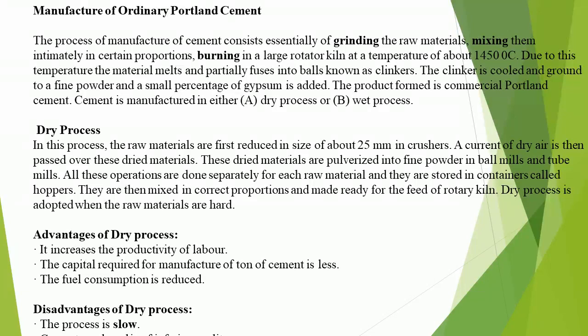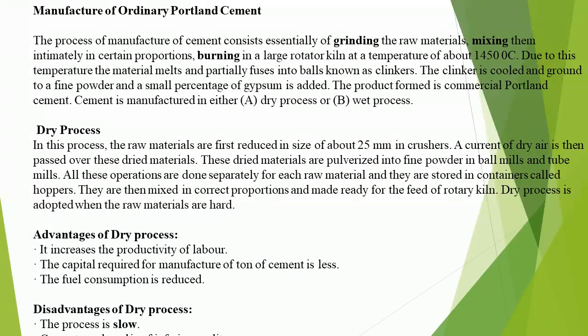All these operations are done separately for each raw material, and they are stored in containers called hoppers. They are then mixed in correct proportions and made ready for the feed of the rotary kiln. Dry process is adopted when the raw materials are hard.